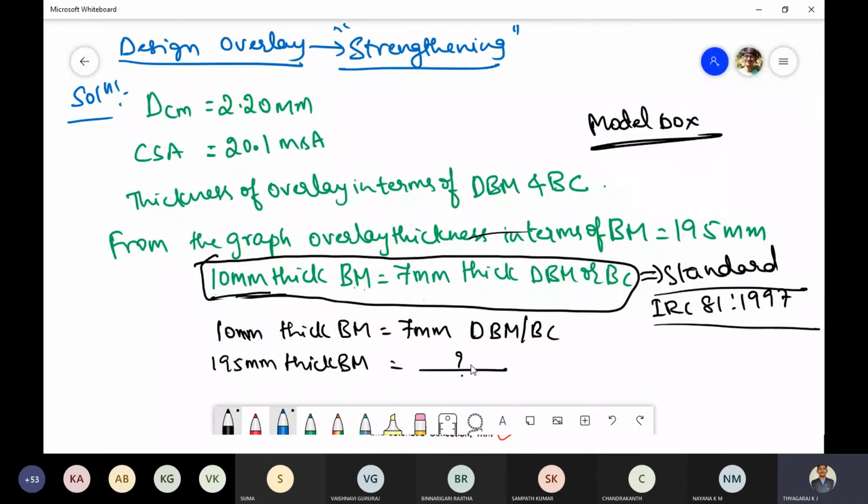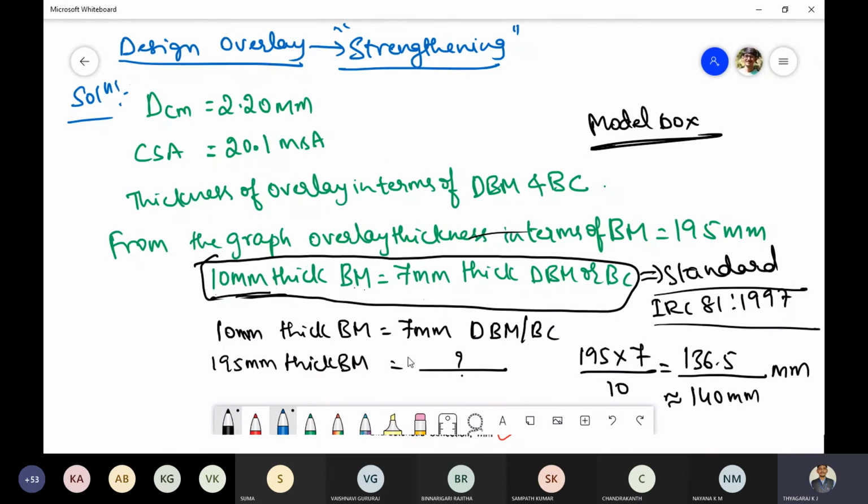So how much do we have to provide? 195 into 7 divided by 10. How much are you going to get? Calculate it. That will be the thickness. For 10 mm it is 7 mm DBM or BC. For 195 mm, how much are you going to get? 136.5. Understood? So we'll round it to 140 mm.